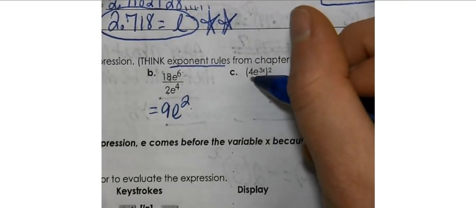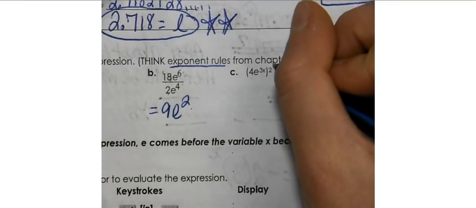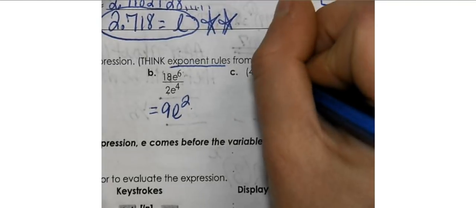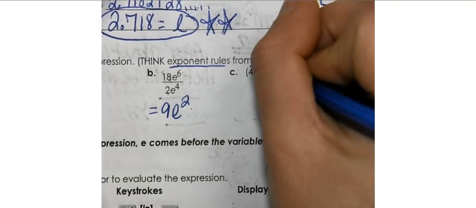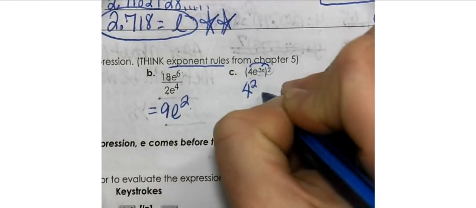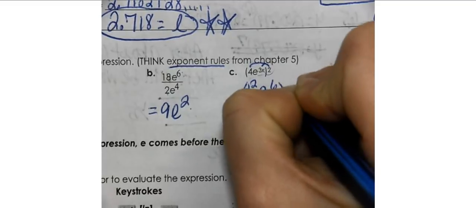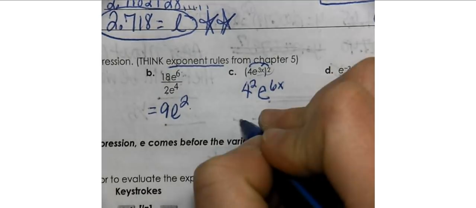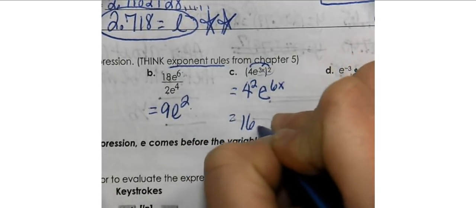For letter C, we have 4e to the 3x power squared. Because the main operation is multiplication, each piece is going to be raised to the second power. So this is 4 squared times e to the 6x power, and 4 squared is 16. So this is 16e to the 6x power, and we're just going to leave our answer just like that.